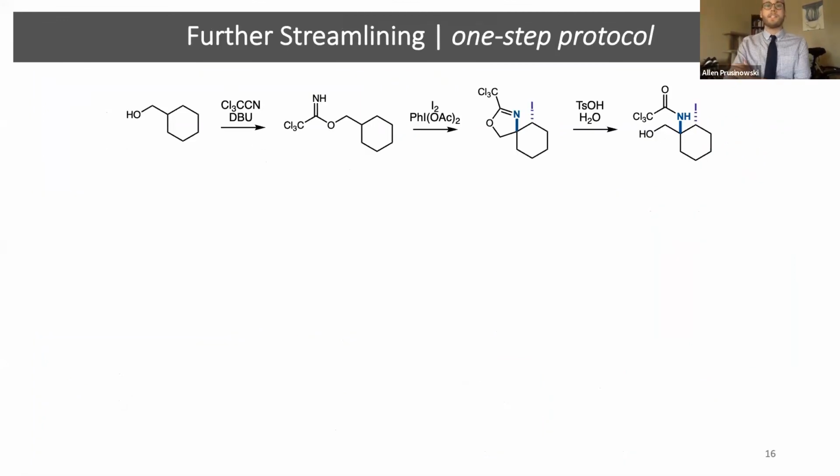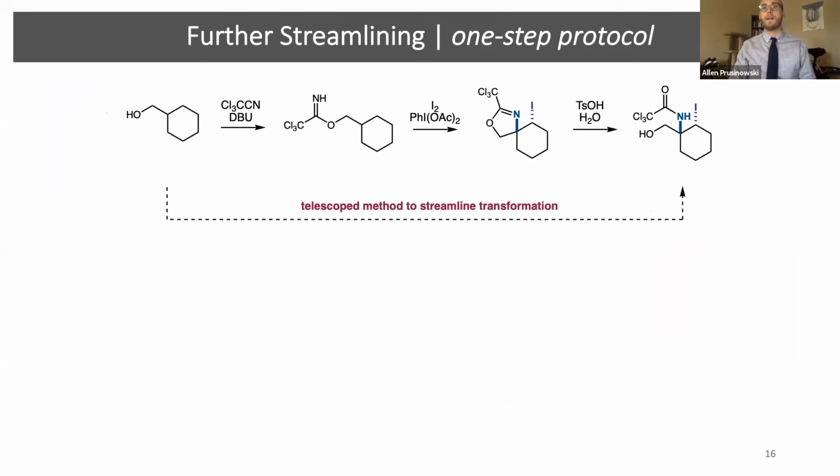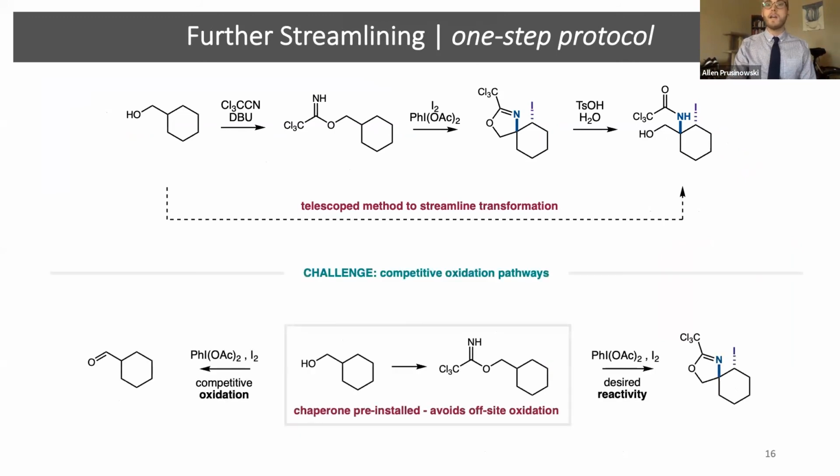So we're really happy with the transformation we were able to achieve, but we really wanted to challenge ourselves a little bit more and try to streamline this protocol to go directly from alcohol to the iodohydroxylamine in just one operation. And really the challenge here is that alcohols are readily oxidized under the reaction conditions. So to avoid this, we pre-installed our chaperone in all of these cases, and then we subjected the imidate to the conditions. So if we want to achieve this telescoped method, we have to outcompete side oxidation.